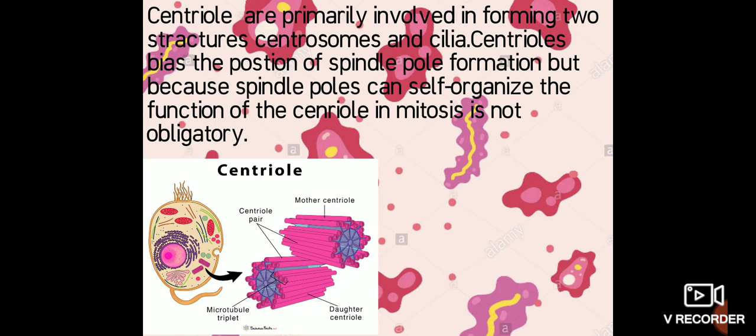And centrioles are primarily involved in forming two structures, centrosomes and cilia. Centrosomes bias the position of spindle pole formation, but because spindle poles can self-organize, the function of the centriole in mitosis is not obligatory. And we have a picture of the centriole.